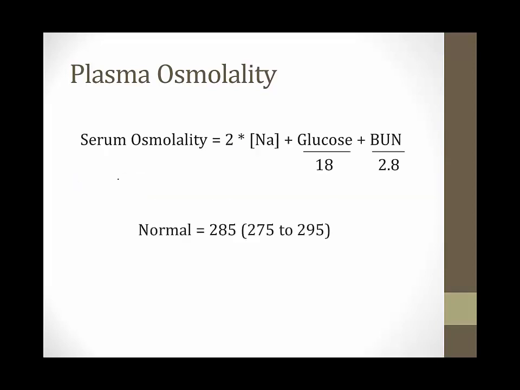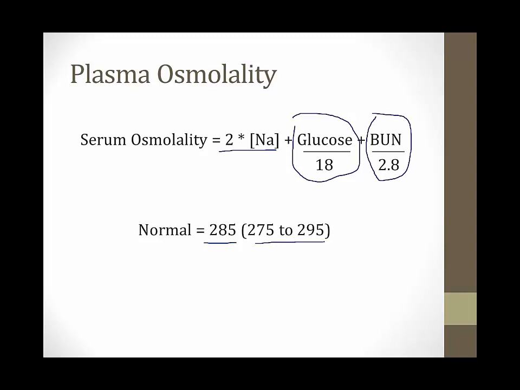as it should be. You can calculate the serum or the plasma osmolality using the equation I've shown on the screen. It's equal to 2 times the sodium concentration plus the glucose concentration divided by 18 plus the BUN divided by 2.8. And the normal value is 285 in the range of 275 to 295.